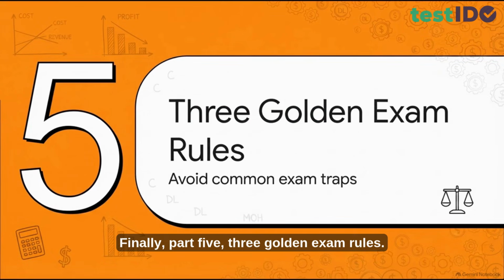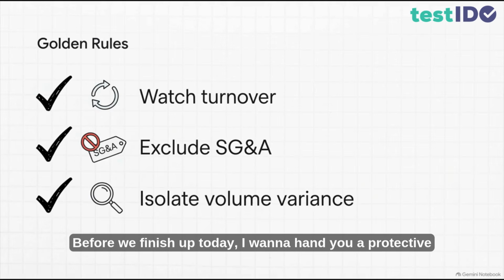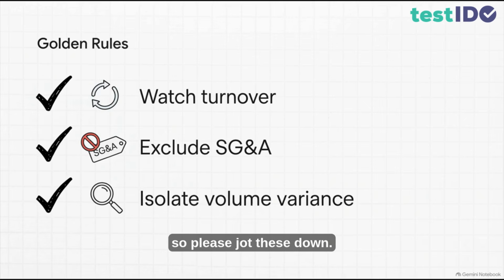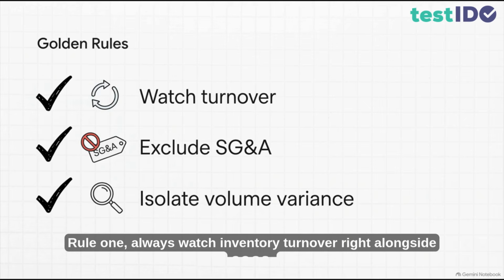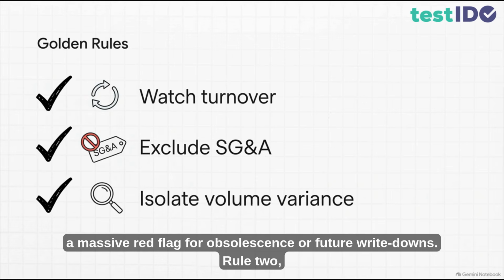Finally, part 5, 3 golden exam rules. Before we finish up today, I want to hand you a protective shield against the most common exam traps. I see students fall for these all the time, so please jot these down. Rule 1, always watch inventory turnover right alongside COGS. A rising cost of sales paired with slowing inventory turnover is a massive red flag for obsolescence or future write-downs.